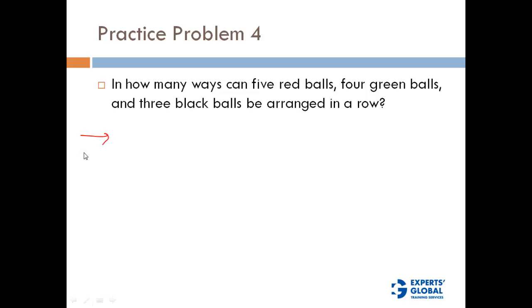Okay, so how many balls do we have? 5 plus 4 plus 3, so you have 12 total balls. So the number of arrangements is going to be 12 factorial, right? Correct. But now look at it. Let's say one of these arrangements is 5 red balls, 1 2 3 4 5, then 4 green balls. This is, let's say, one of the arrangements.